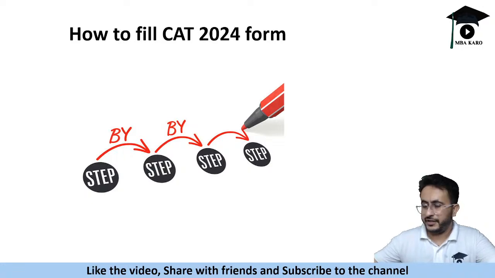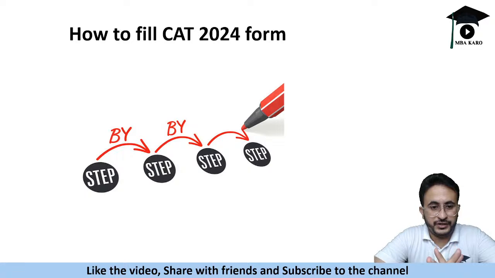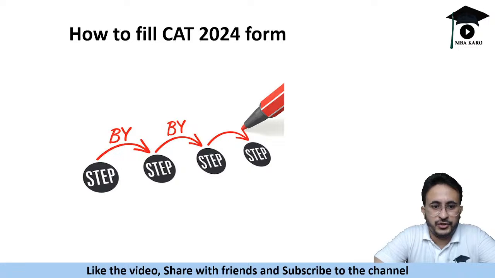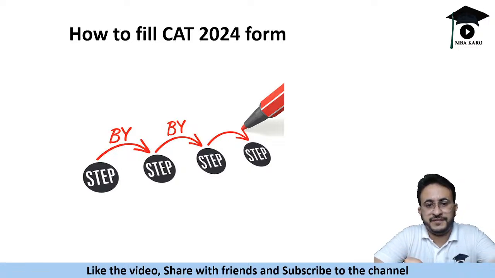So CAT 2024 registration has started, and it started 1 hour back, and some of you might have filled the form. But if you are yet to fill the form, and especially if you are a first timer, there are a lot of things where people can make mistakes, and instead of paying 2500 you might have to end up paying 5000 rupees to fill the CAT form. So watch this video till the end to understand each step by step process and what are the mistakes to avoid in filling the CAT form.